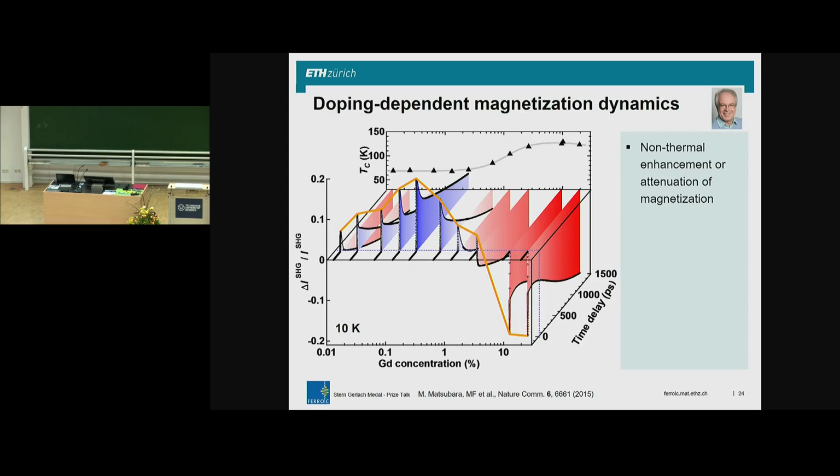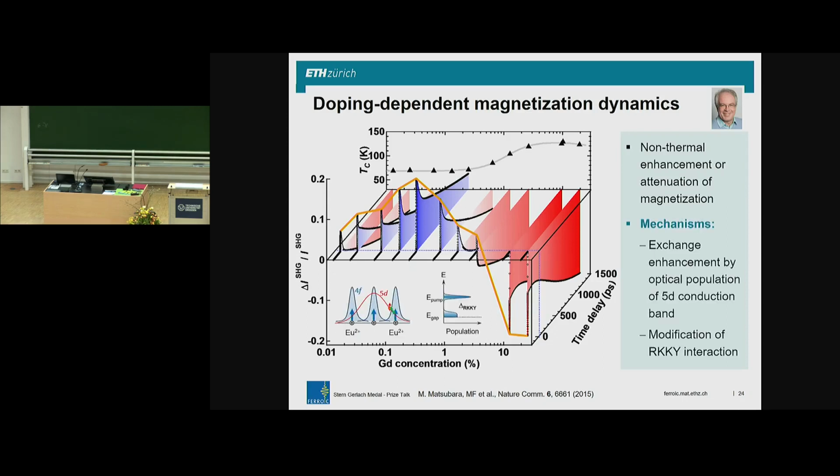And so there are two mechanisms that we identified. One is indeed that you populate the conduction band, and that strengthens the magnetic order. But it wouldn't attenuate it. The attenuation comes because, when you populate this conduction band, you also work on the RKKY interaction. It gets less ferromagnetic, so in the end, if you have a lot of population up here, your exchange interaction simply weakens in terms of the RKKY exchange integral. And this is a balance, so that you can nicely play here for enhanced or attenuated magnetic order.